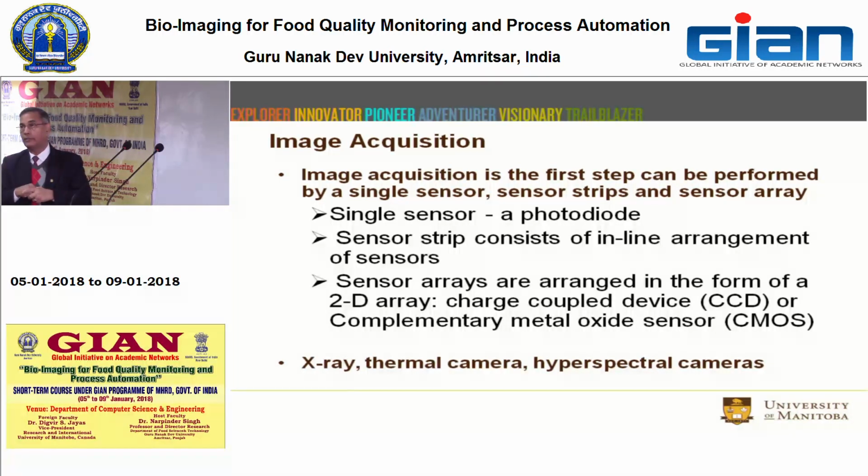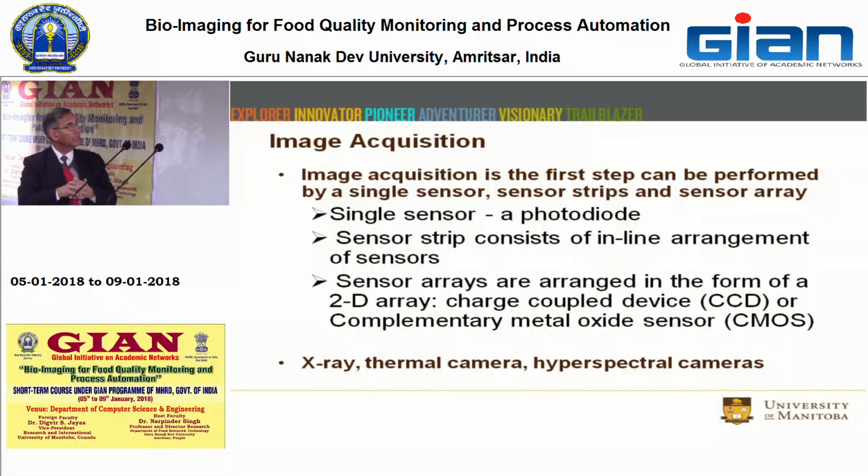So you can have a single sensor. Typically those are photodiodes, which respond to the intensity of reflected light received by the photodiode. It gives the corresponding signal, which can then be interpreted for each pixel or each point on the image. But very rarely nowadays does anybody use a single sensor.